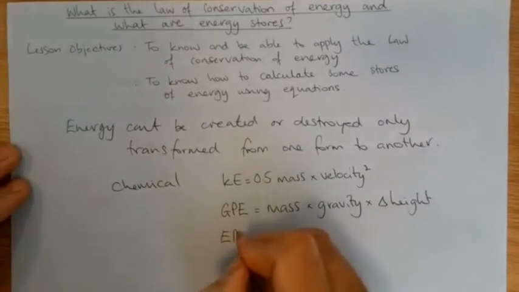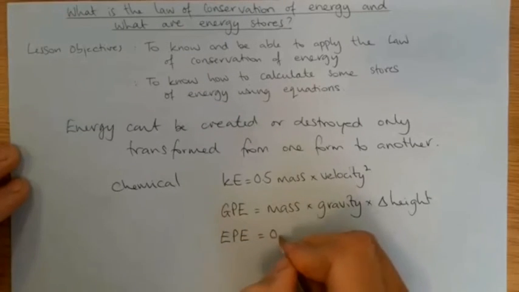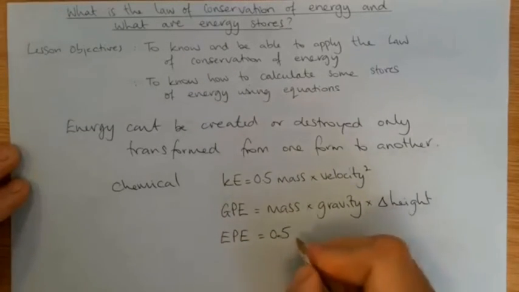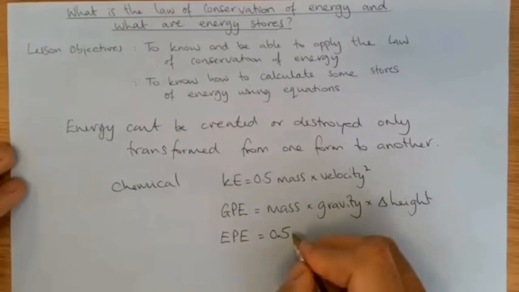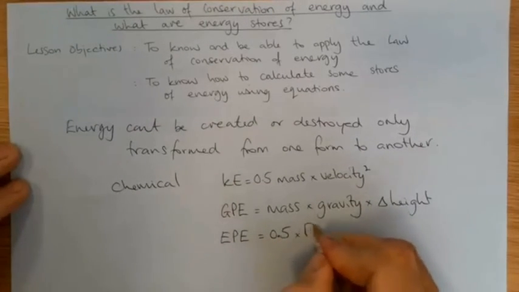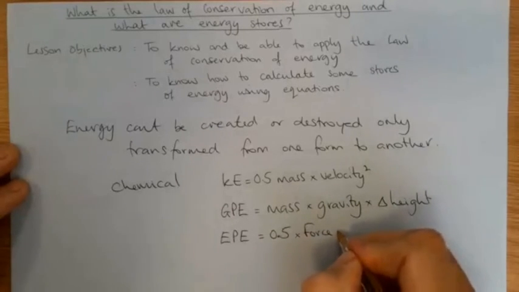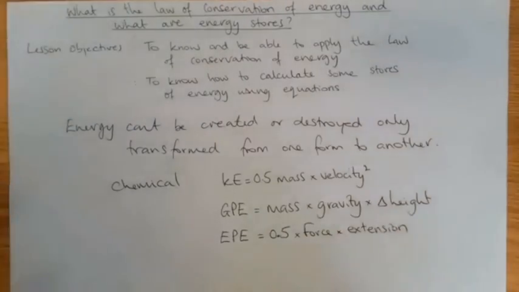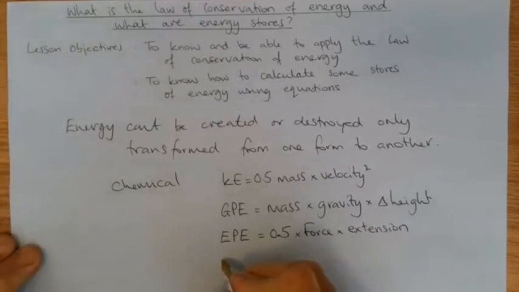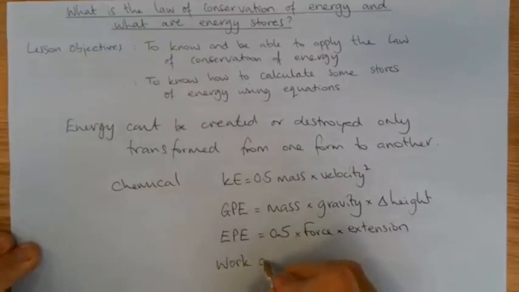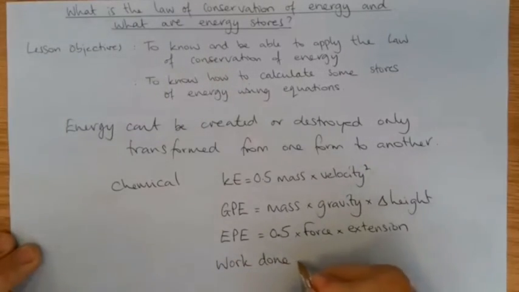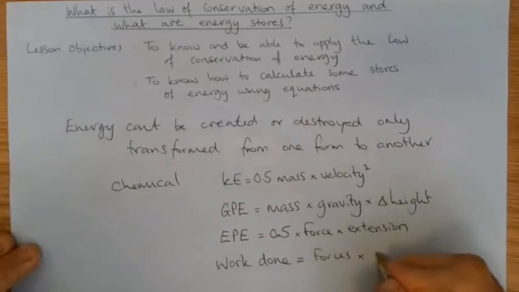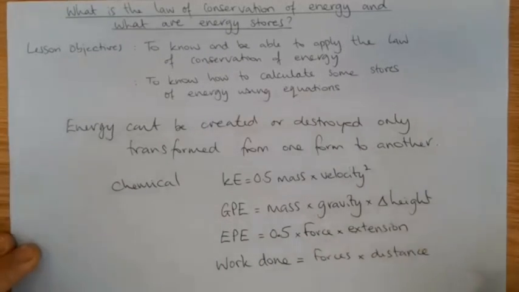And we've also looked at elastic potential energy, so how much energy is stored in a spring or piece of elastic which can spring back to its original shape, is a half times the force stretching it multiplied by the extension, so how much it's been extended. We thought about work done, which is not an energy store specifically, but it's really useful when thinking about forces and the distance that you apply the force over.